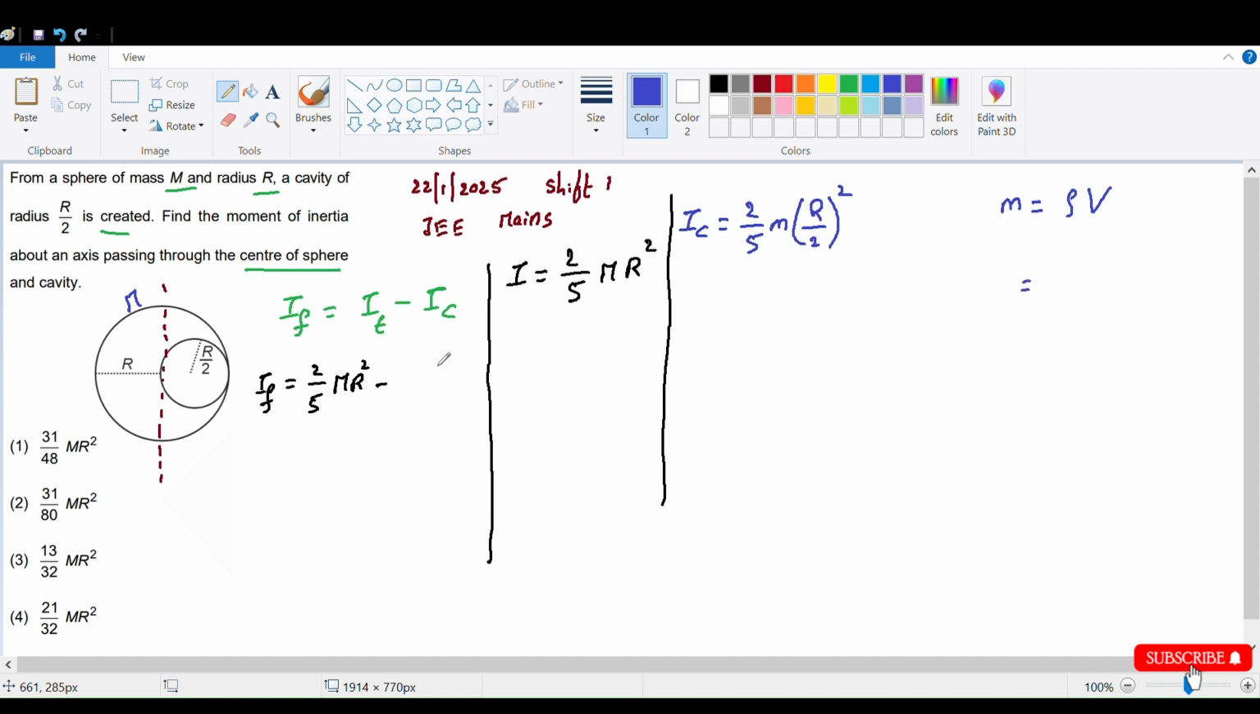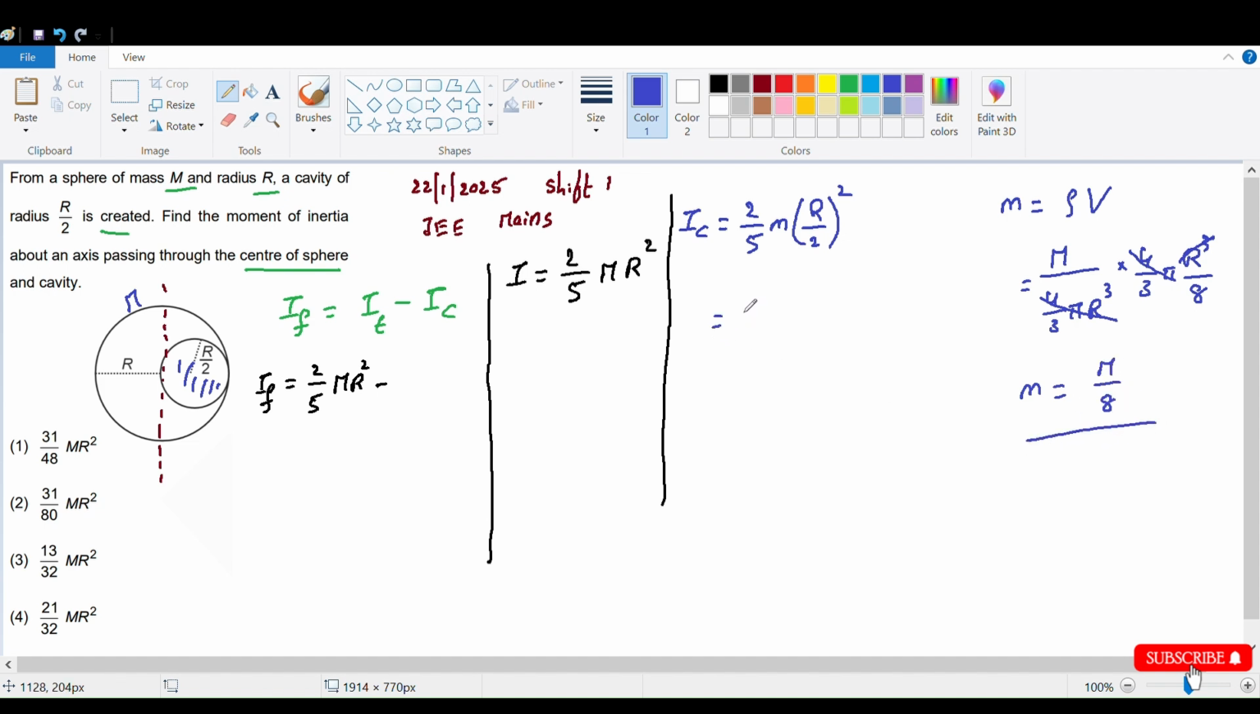I know the density. This is mass, this is radius, right? Density is equal to total mass by volume of the sphere, 4 by 3 pi R cube. This is the initial density. From that density, the volume of the cavity is again 4 by 3 pi, R by 2 whole cube, R cube by 8. The 4 by 3 pi R cube cancels, so small m I got is capital M by 8.